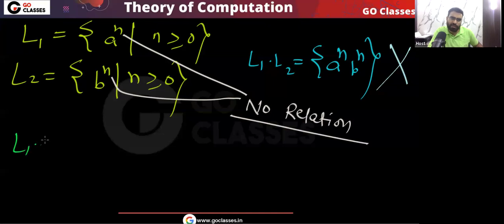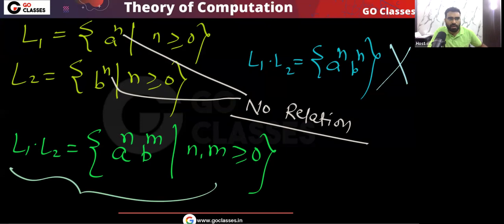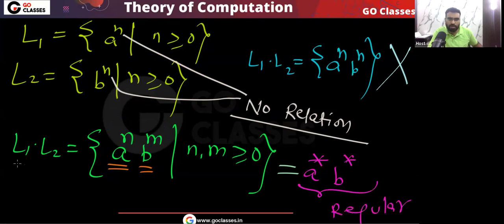So you can easily see what will be L1 dot L2. L1 dot L2 will be any string of L1, for example, a power n, concatenated with any string of L2, for example, b power m, where both are greater than or equal to 0. This is your L1 dot L2. And I can write a regular expression for this: any number of a followed by any number of b. So the regular expression will be a star b star, and this is regular. Yes or no?